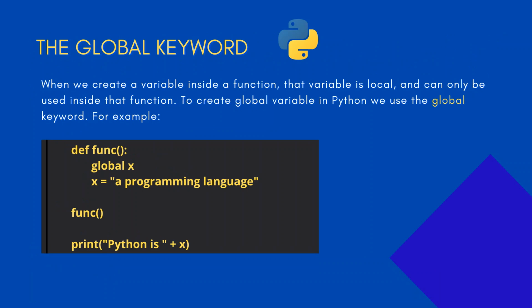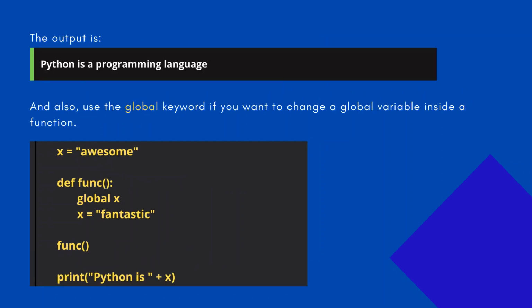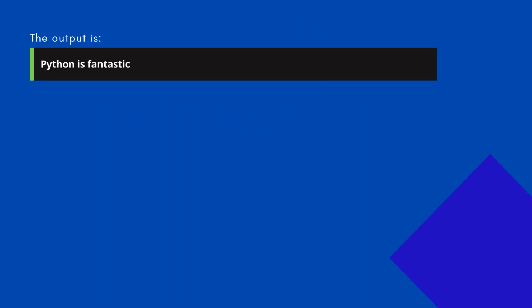Now let's talk about the global keyword in Python. When we create a variable inside a function, that variable is local, and can only be used inside that function. To create a global variable in Python, we use the global keyword. For example, in the given code sample, the global variable x is defined by using the global keyword. That means though it is created inside of the function, it can also be used outside of the function. And also use the global keyword if you want to change a global variable inside a function like the given code sample. Otherwise it will be treated like a new local variable, since Python doesn't have any keyword for the declaration of variables. And its output is Python is fantastic.